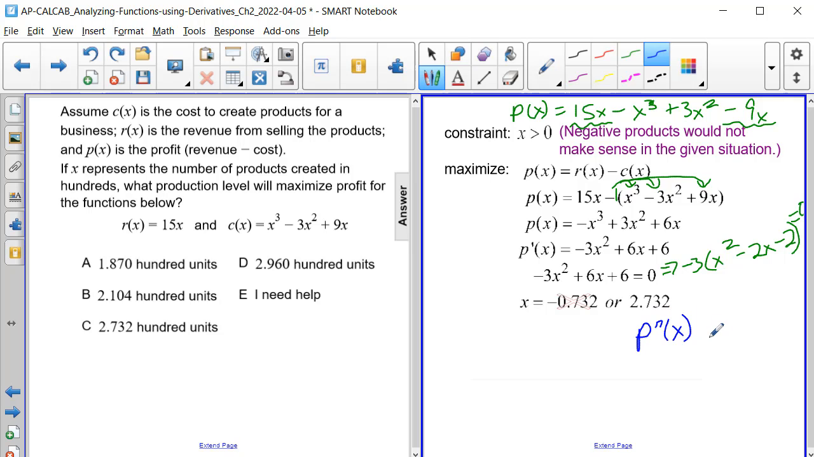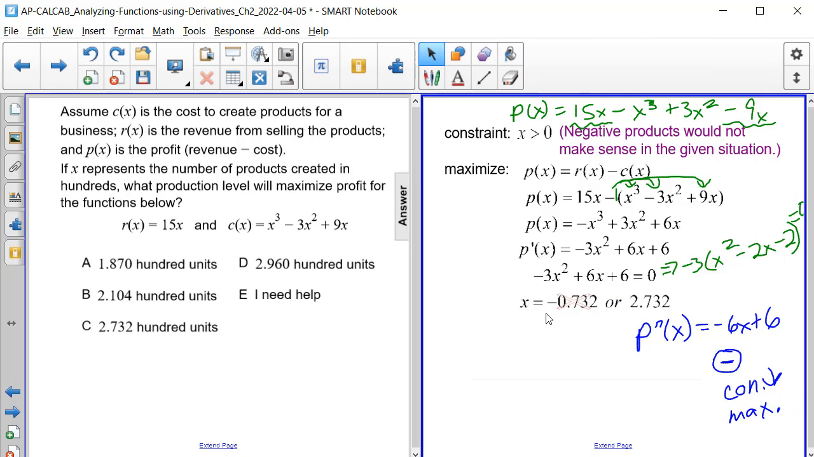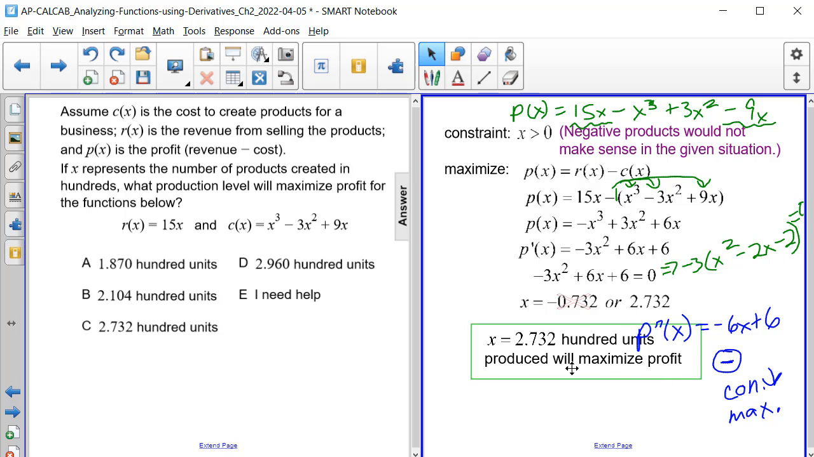P double prime of x is going to be -6x plus 6. And if we substitute the 2.732 in for x, we're going to get -13 and change plus 6. We'll have -7 and change. So this is going to be a negative value, meaning it is concave down. And that also tells us that we are going to have a maximum value. So that is where the solution provides us a maximized profit.